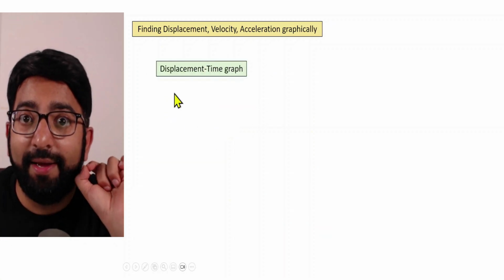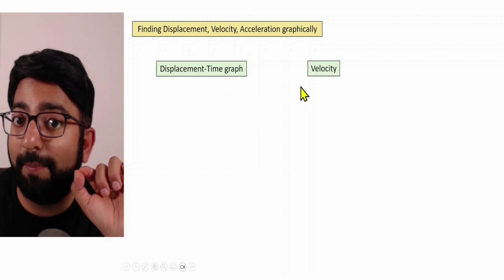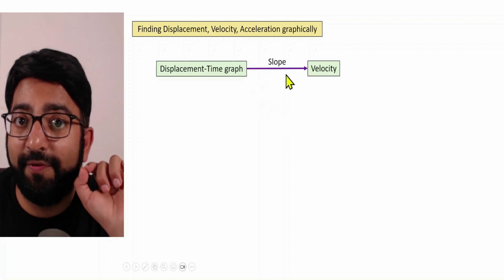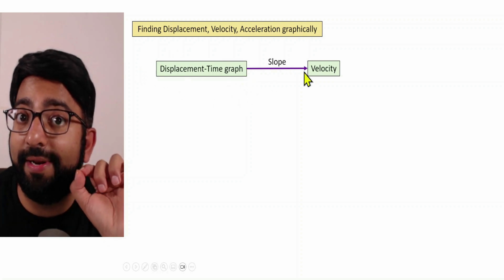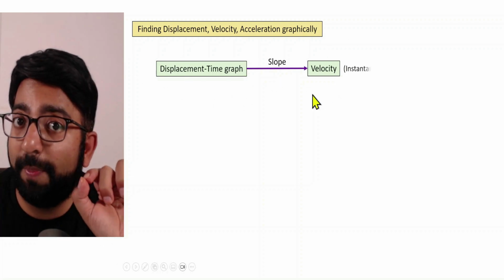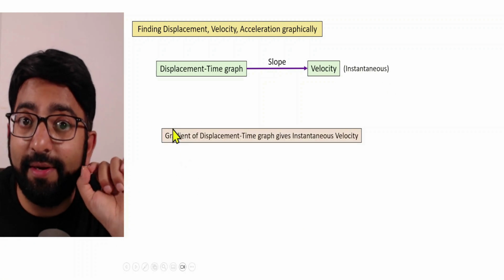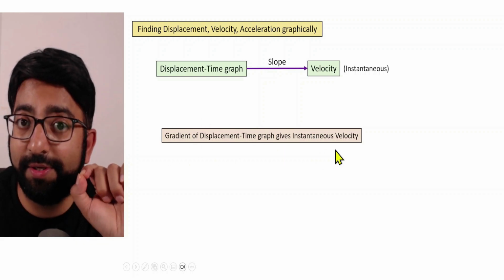In this concept, if the question has given us the displacement time graph and we are supposed to find velocity, the trick here is all we need to do is figure out the slope. So the slope of the displacement time graph will give us the velocity. To be more specific, it is instantaneous velocity. To summarize, we can say gradient or the slope of a displacement time graph gives instantaneous velocity.